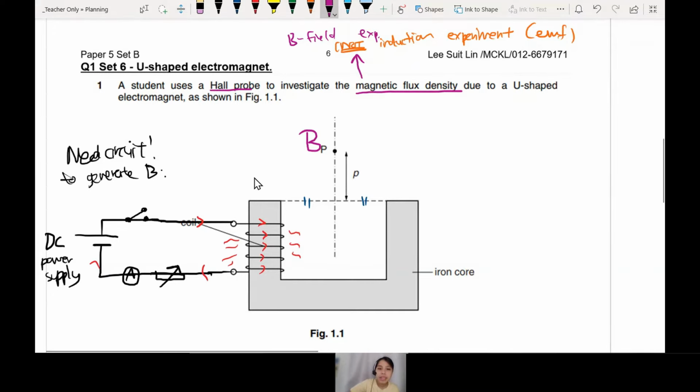So this is one coil. How does the field look like? I'm just curious. We can draw it out actually. Use your right hand grip rule. You will realize that this is a solenoid. So the field kind of goes up like that, if let's say the current is this direction.